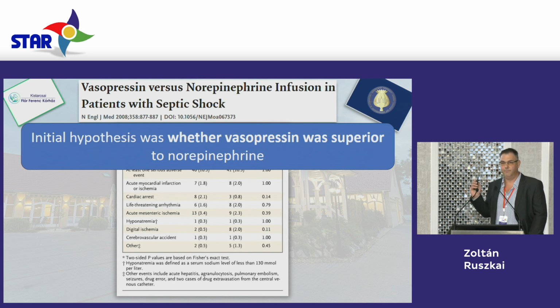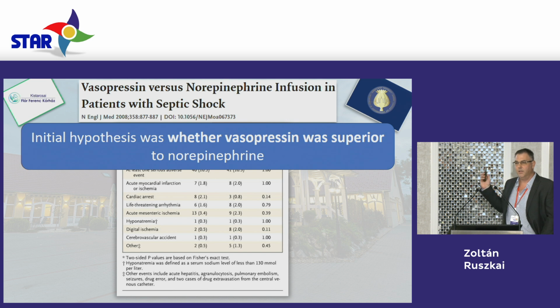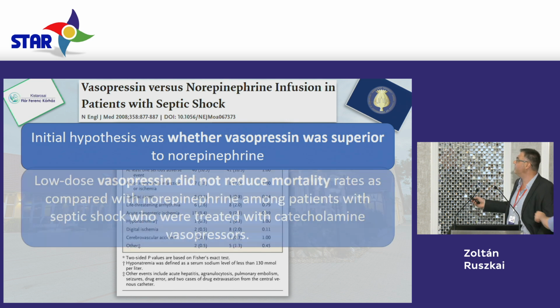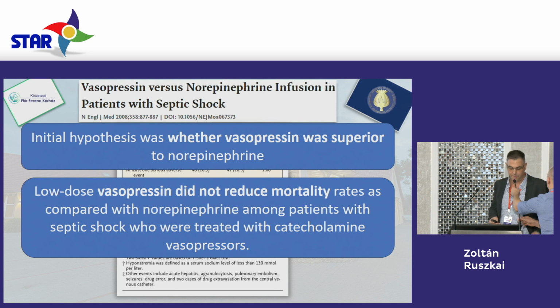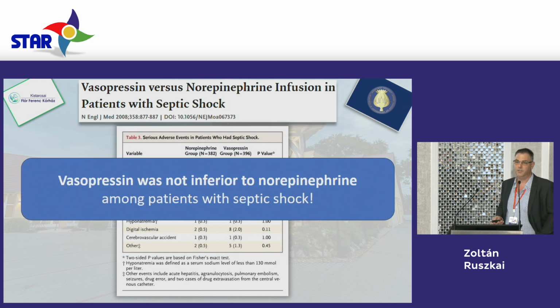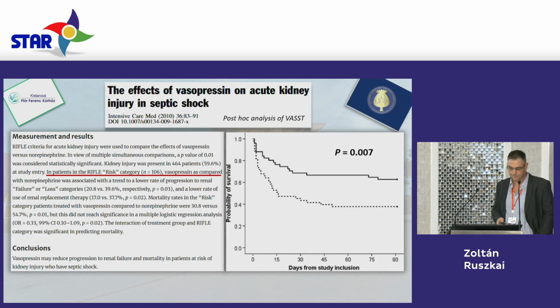And I think it's an important message. The initial hypothesis in this study was whether vasopressin was superior to norepinephrine, and they found that low-dose vasopressin did not reduce mortality. But if we choose these words, then we can say vasopressin was not inferior to norepinephrine. So why don't we choose it?